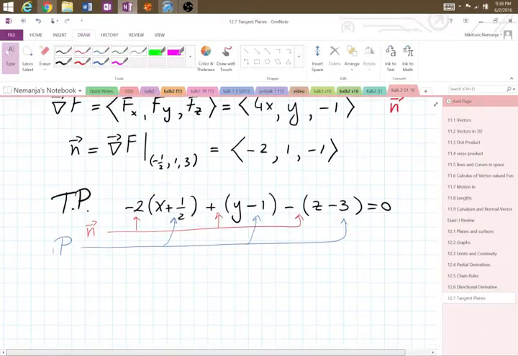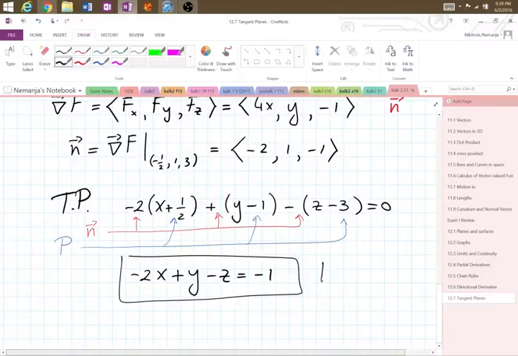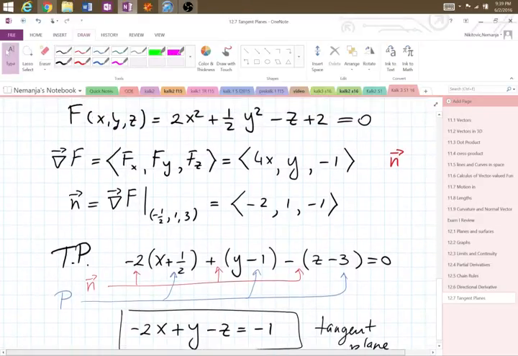So now we can clean this up a little bit. We have -2x plus y minus z is equal to -1, -2, so -1, right? -1 minus 1 is -2, and then plus 3 is +1 and goes to the other side, -1. So this is the tangent plane. We utilized the gradient.